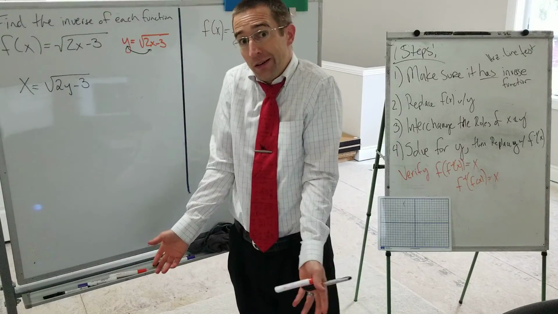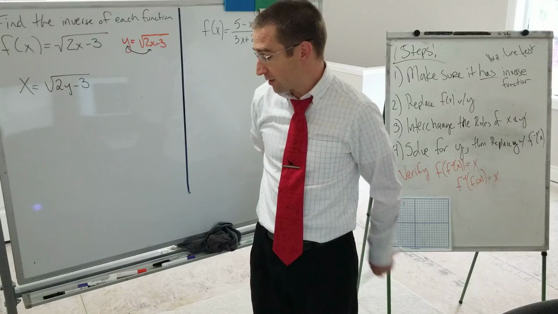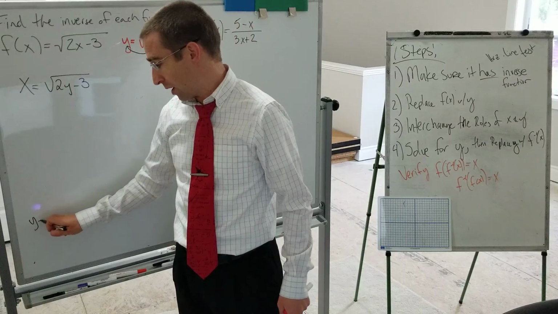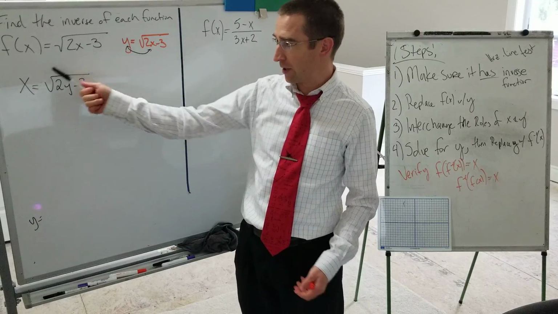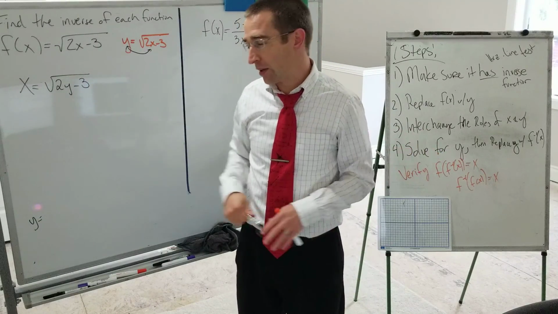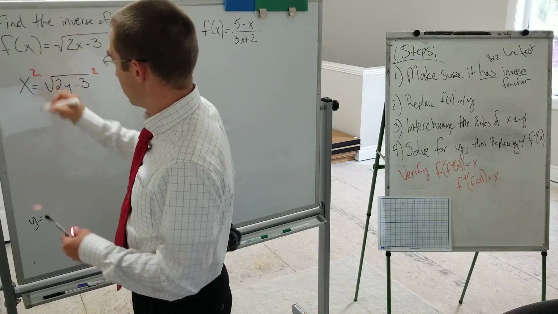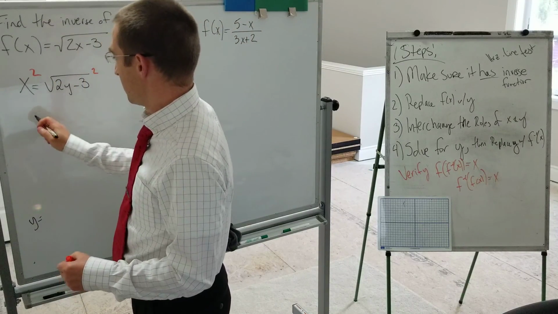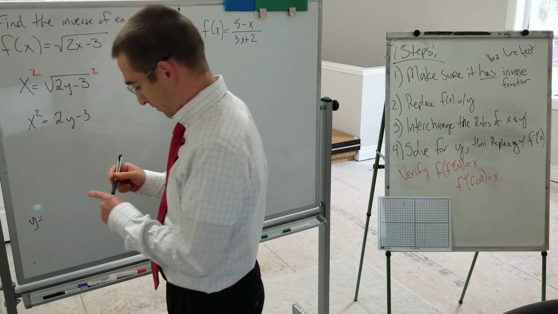So what we're gonna do is undo what's happening to y over here. We want y equals, that's the goal, y equals stuff with x's. Well, it's the square root of 2 times y minus 3. Let's square it, that's the opposite of the square root. So we square, and we get x squared equals 2y minus 3.